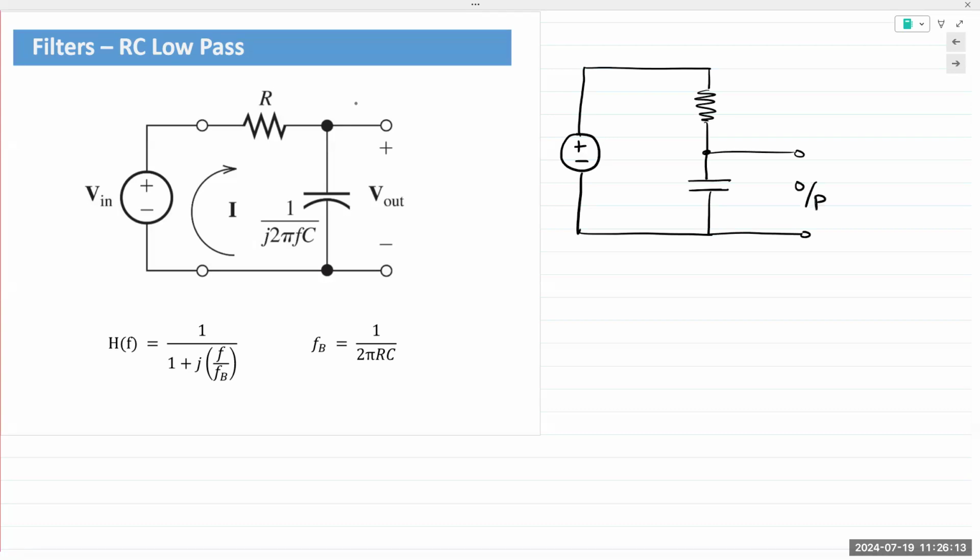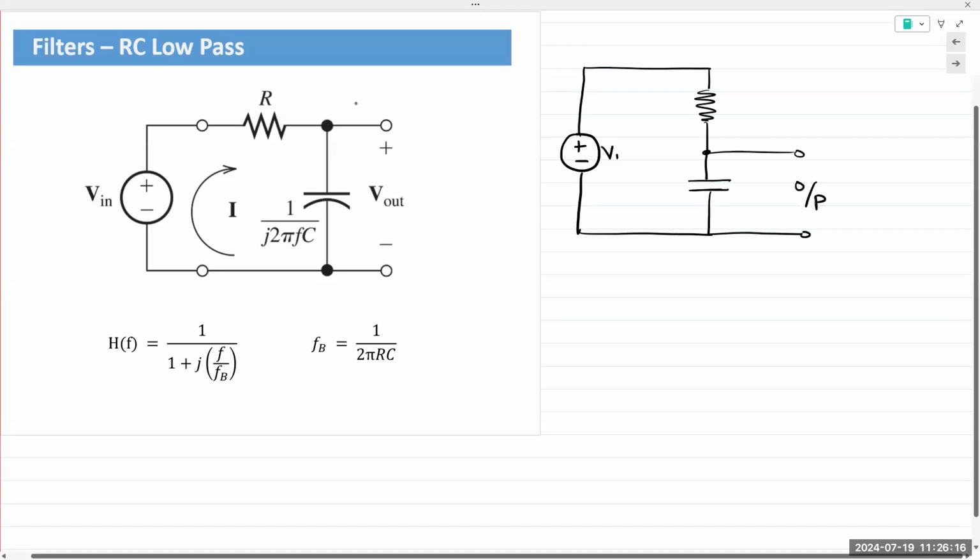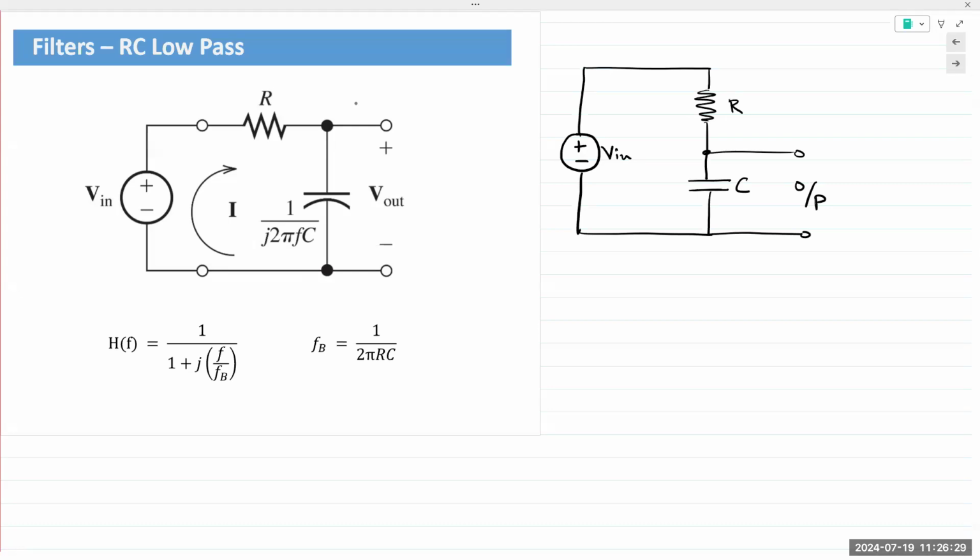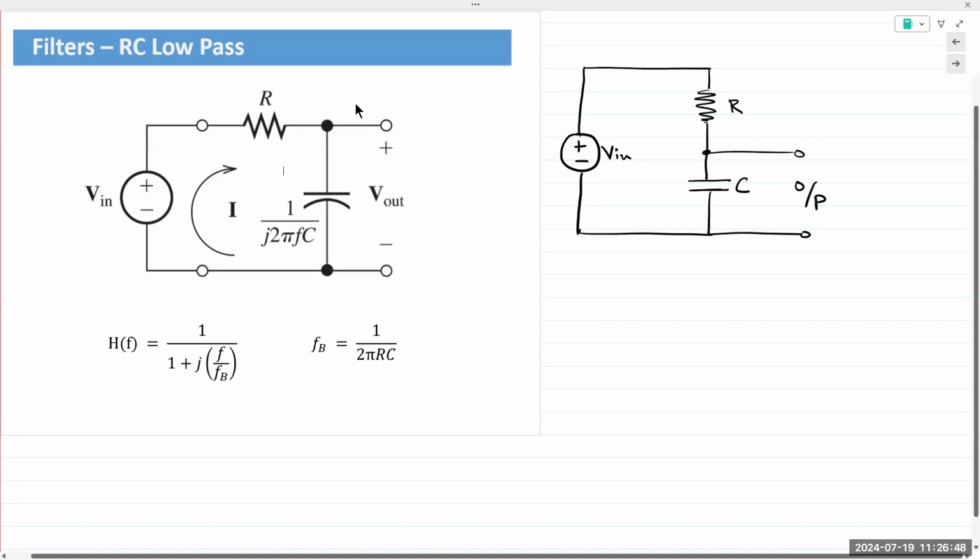Taking the output across the capacitor, and this is your input V in. Make sense? This is your R, and this is your C. It's a series circuit. There is no other component connected to either the resistor or the capacitor. Even though it seems as if there are three connections at that node right here, there are not three components. There's only two components. So please keep that in mind. So it's a series circuit, taking the output across the capacitor.